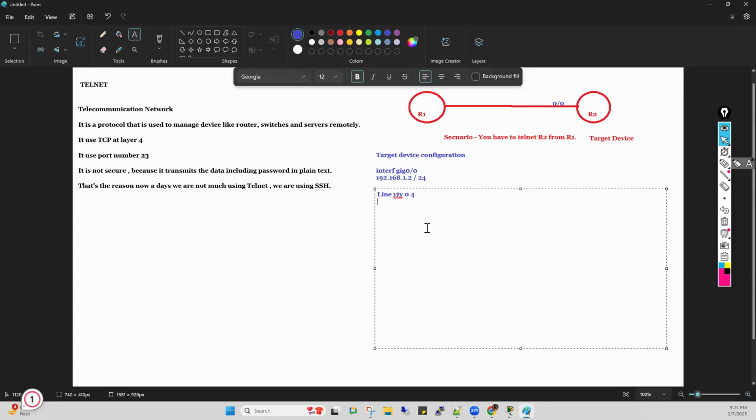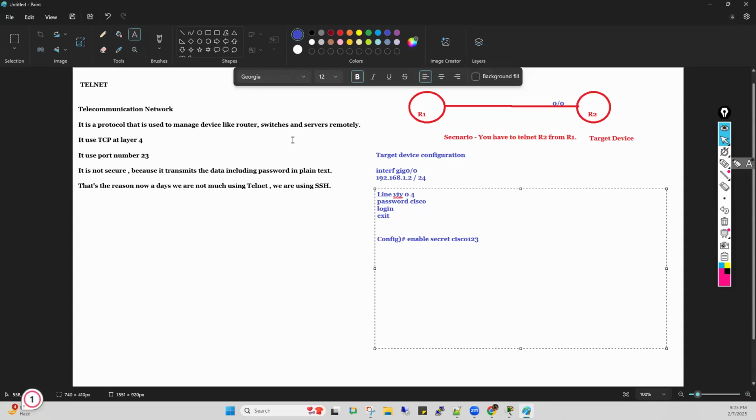After that you need to set the password. For example, password, any password you can set. For example, I set the password Cisco. And after that you need to write the command login and then exit. That's all. So guys, basically these are the commands. After that you will be in config mode. If you want, you can set one thing here, enable secret, and you can set any password, guys. Cisco, for example, 123. I set this password.